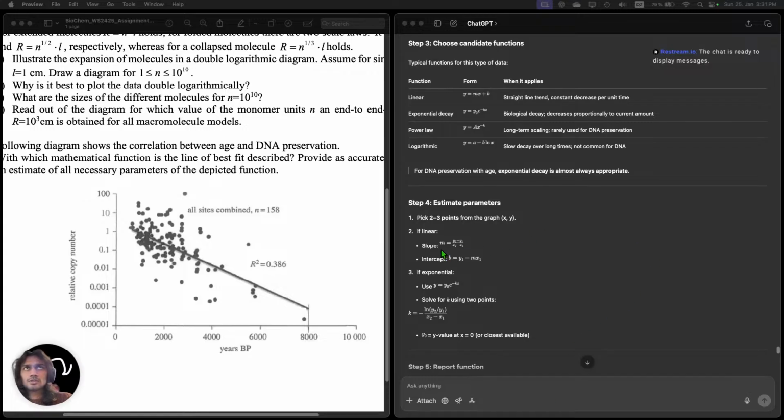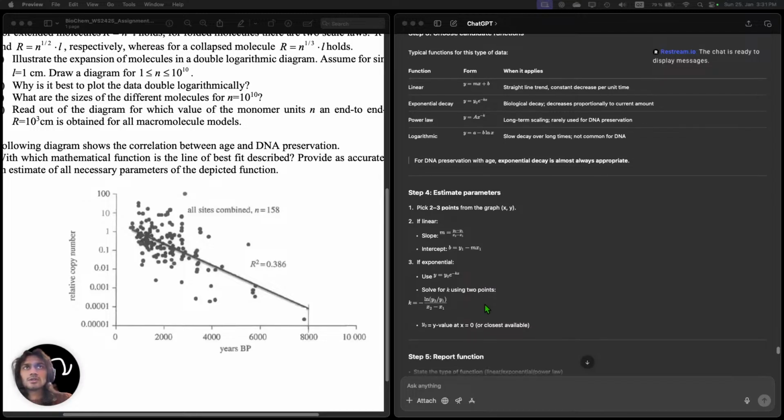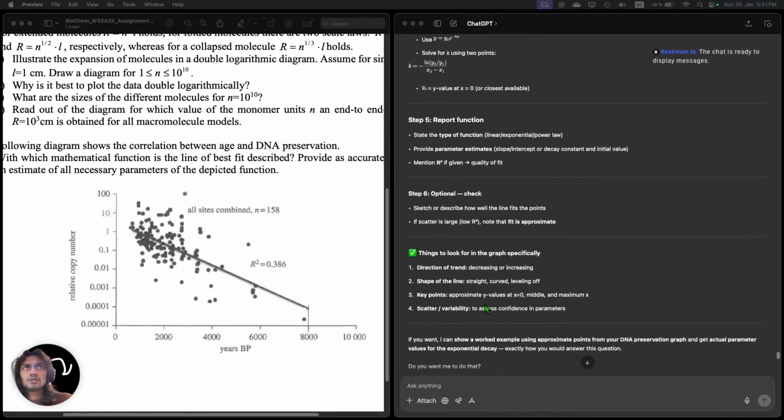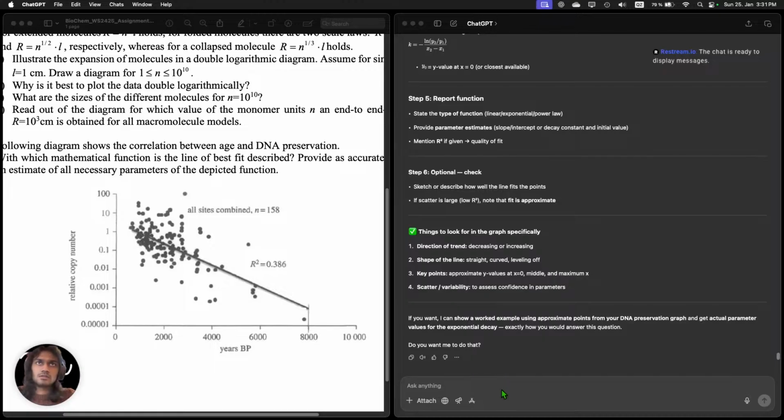Use two points. Intercept b equals y. If exponential, solve for k for two points. Okay, I'll take two points.